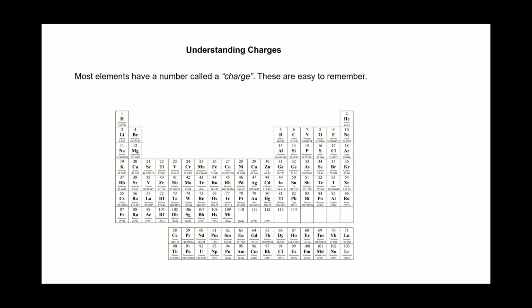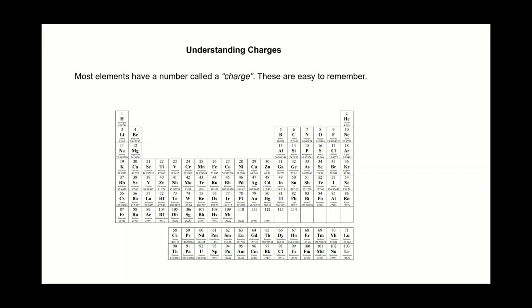In this video, we are going to look at understanding charges. When working out chemical formulae, it is convenient to assign a number to each element called a charge. In this course, we are going to keep things as simple as possible. You do not need to know where these charges come from, you just need to remember them. The theoretical basis behind this will become clear if you decide to study chemistry at a more advanced level.